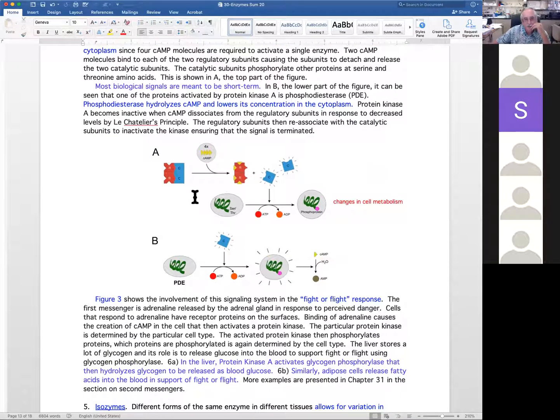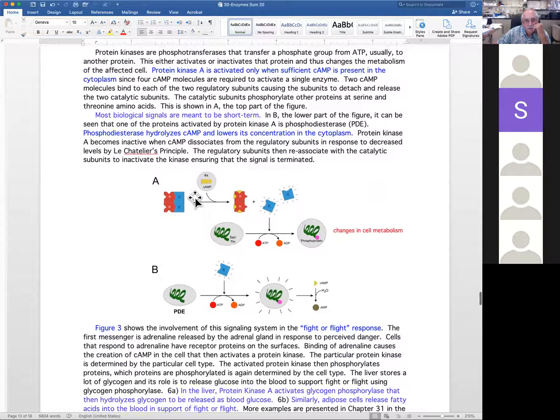So here's kind of an elegant system. Here's an enzyme that is turned off. This enzyme is not functional. These are the catalytic groups that would be the active enzyme right here. But these regulatory subunits prevent it from acting as an enzyme. So this right here is turned off.